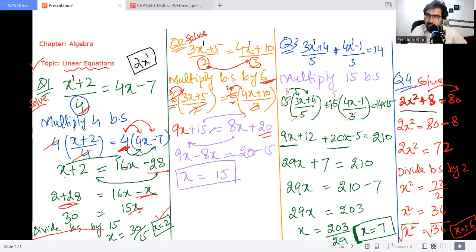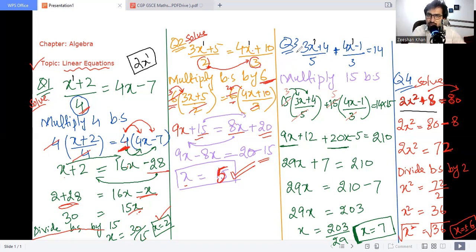Now again, we will apply the same method. We will take the variable to one side and we will take the numbers to the other side. So here I want to move this 8x to the left side. You can see the arrow. And I want to move this number to the right side. So 8x is plus here. When you shift it here, it will become negative 8x. And it is plus 15. When you shift it to the right side, it will become negative 15. So 9x minus 8x is x. And 20 minus 15 is 5. This is not 15, this is 5. So x equals 5 is the answer. This is the answer.